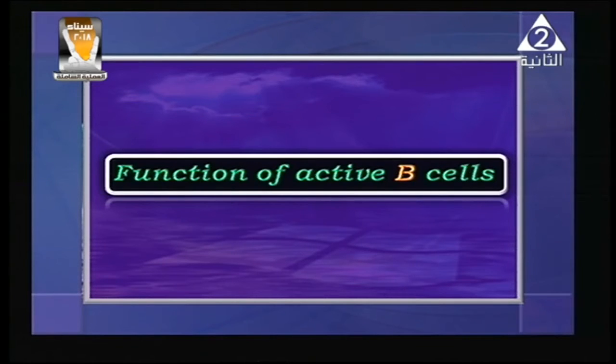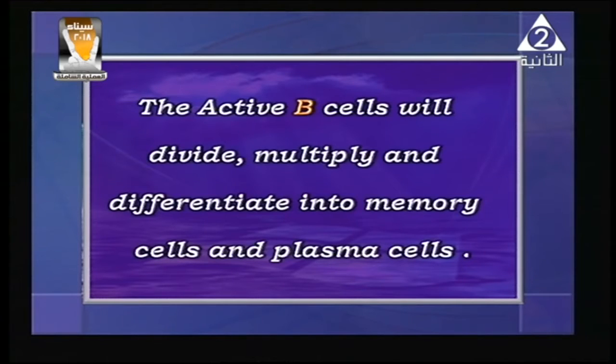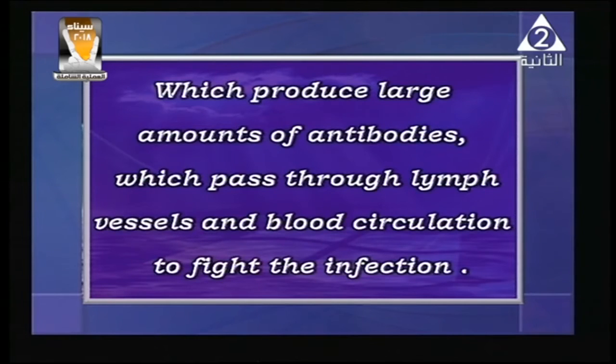So the function of the active B cells at this moment is what? To divide and multiply and differentiate into memory cells. And remember that the memory cells have a very important role in this process, and also the plasma cells. So again, the multiplying and differentiation into memory cells and plasma cells, which after that produce a large amount of antibodies. These antibodies pass through lymph vessels and the blood circulation to what? To fight and defend against the infection.